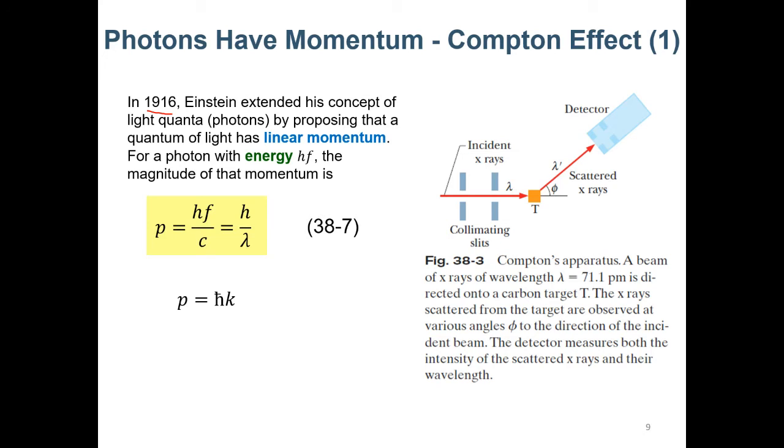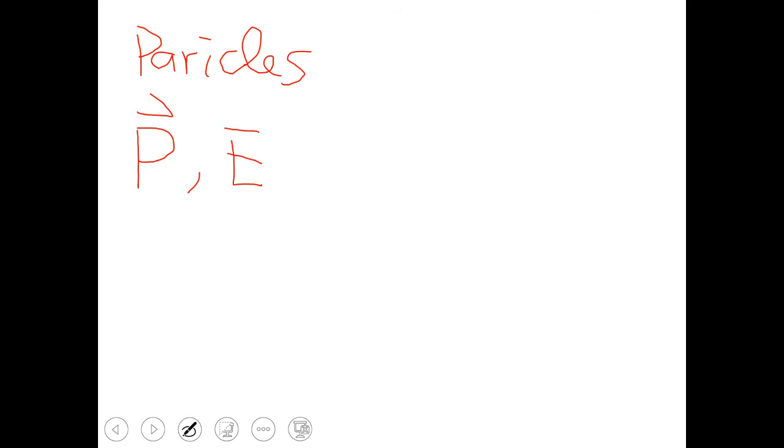Because in classical mechanics, for a particle, there are some variables specially designed for particles, which are the momentum in 3 dimensions, and also the energy.